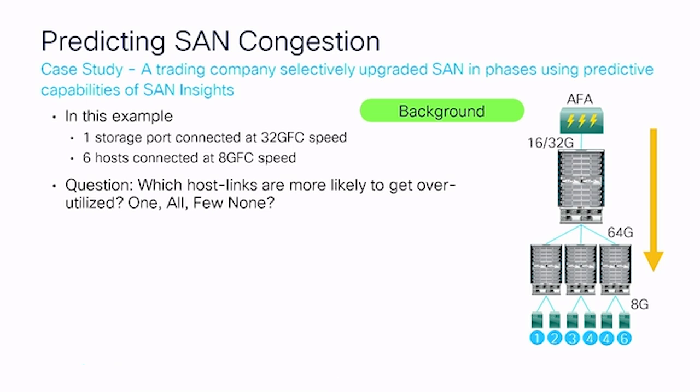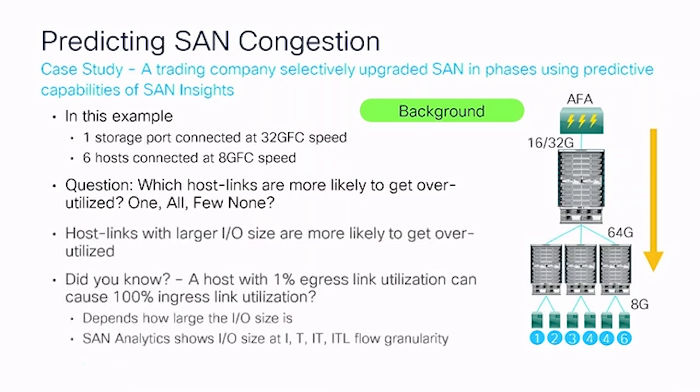What do you think, which server is more likely to get congested? Maybe all of them, maybe none of them. It really depends on the IO traffic profile of that server. There's no magic, just to say anything. And that IO traffic detail you can get from SAN Analytics, especially focus on the IO size.